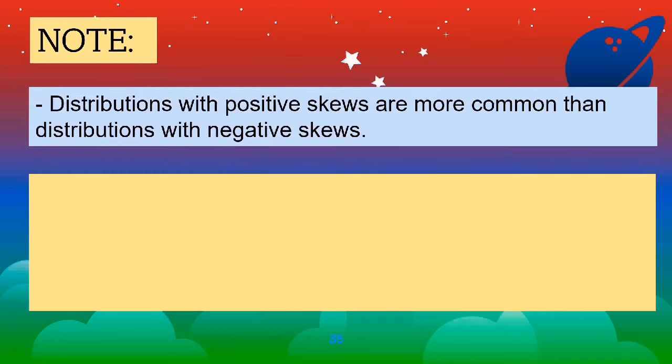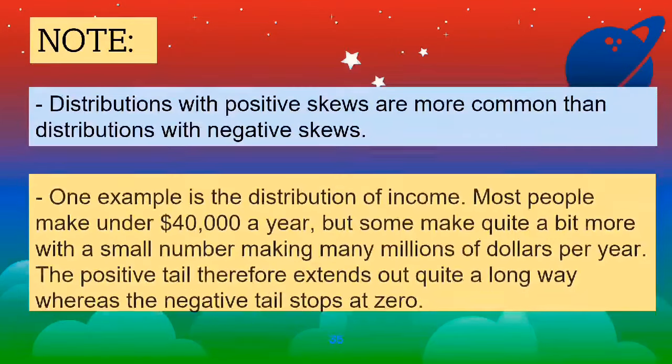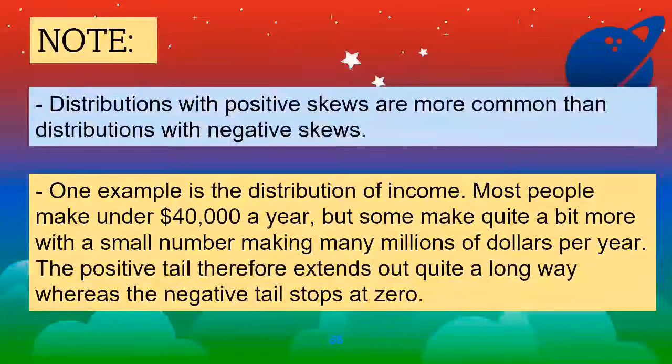Number 2, distributions with positive skews are more common than distributions with negative skews. One example is the distribution of income. Most people make under $40,000 a year, but some make quite a bit more, with a small number making millions of dollars per year. The positive tail therefore extends out quite a long way, whereas the negative tail stops at 0.